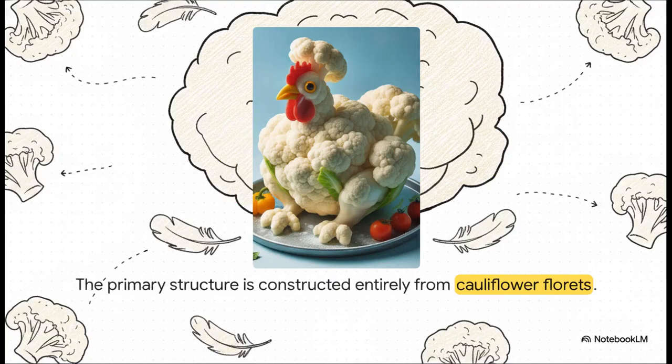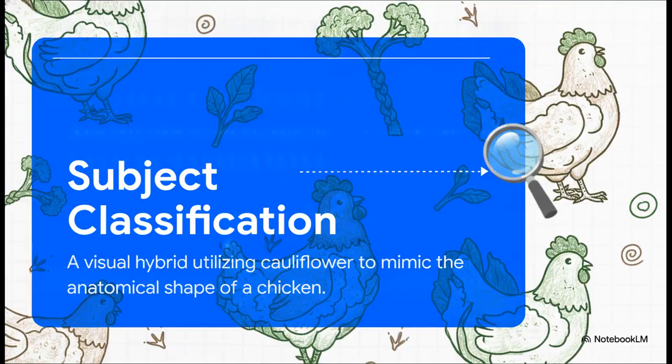Just look at how the entire torso, the textured plumage, and the base are all formed by these tight white cauliflower florets. It's crazy how the natural bumpy geometry of the vegetable perfectly simulates the fluffed-up feathers of a bird, right? It's a masterful visual illusion playing tricks on us. But remember, if you get asked for the primary structural material, your answer must strictly be cauliflower. Make sure you jot this exact classification down for the final.